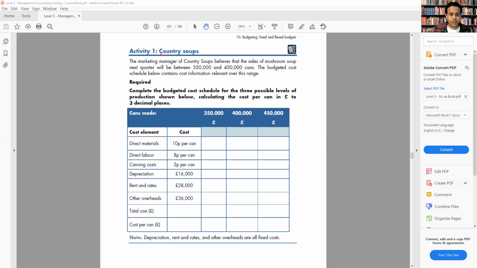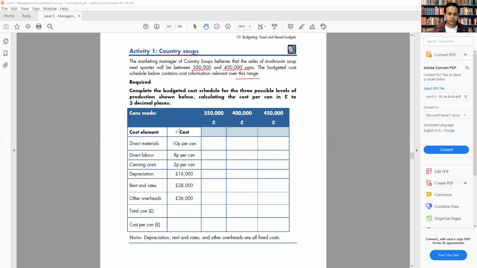So Country Soup. The marketing manager of Country Soup believes that the sales of mushroom soup next quarter will be between 350,000 and 450,000. So they're not sure, it will be between 350 and 450. The budgeted cost schedule below contains the cost information relevant over this range.